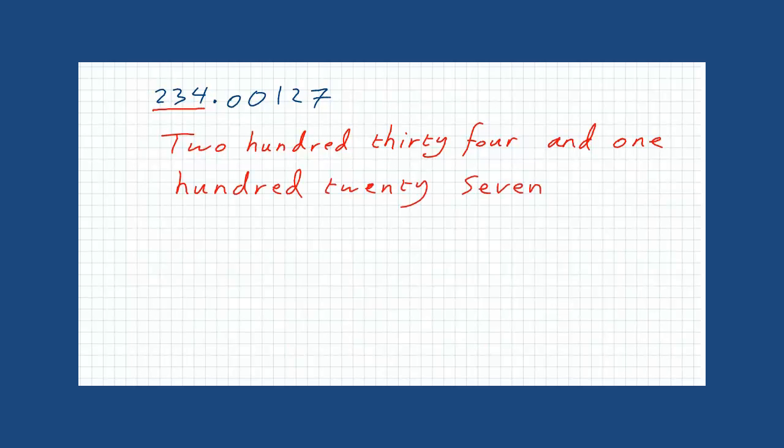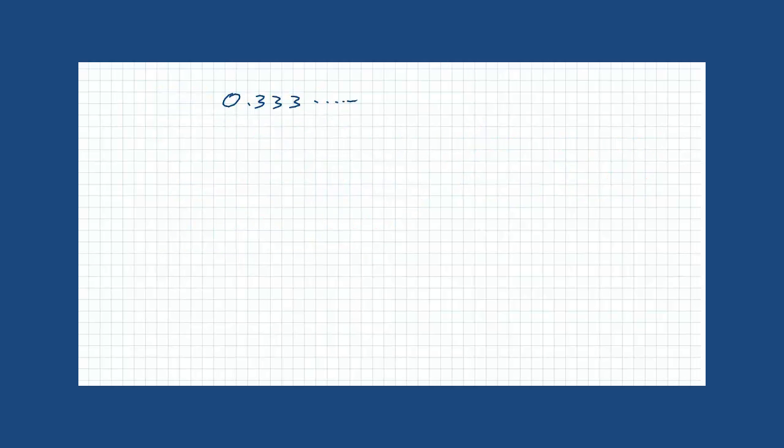But the last value here, let us pass through the place values to the right of the decimal point: tenth, hundredth, thousandth, 10,000th, 100,000th. So the last place value is 100,000th. So here we will write 100,000th. And this is the way we read decimal fractions.